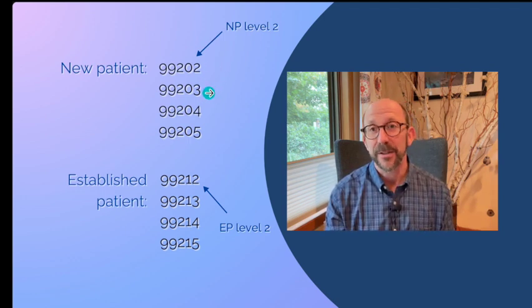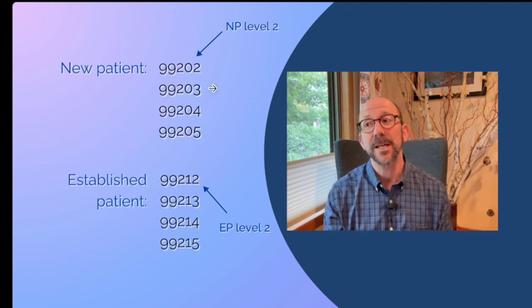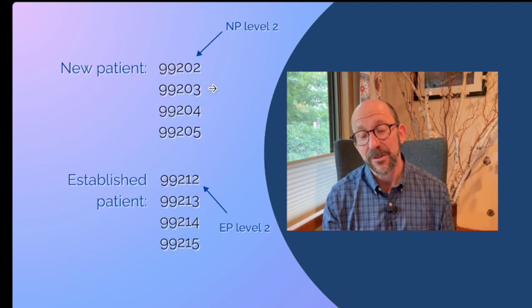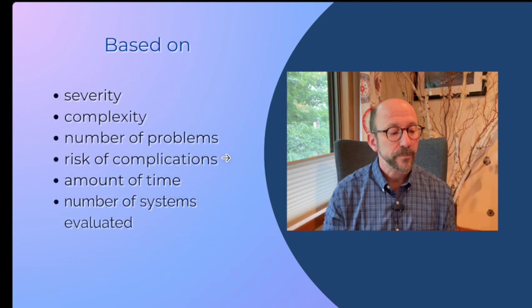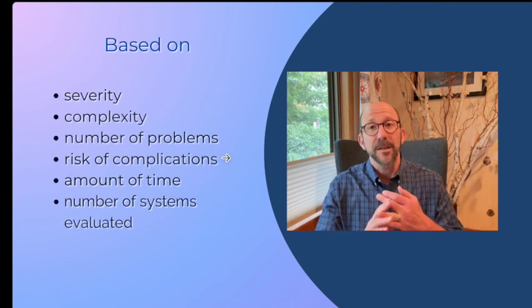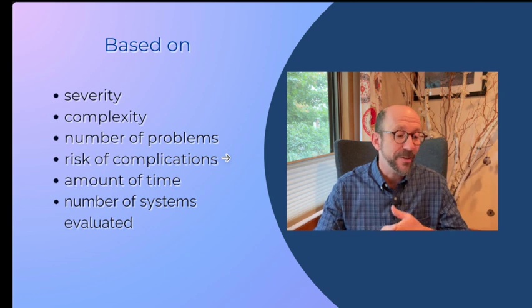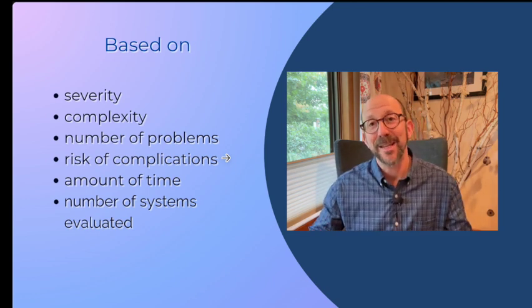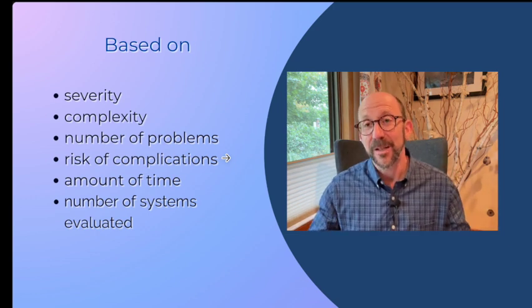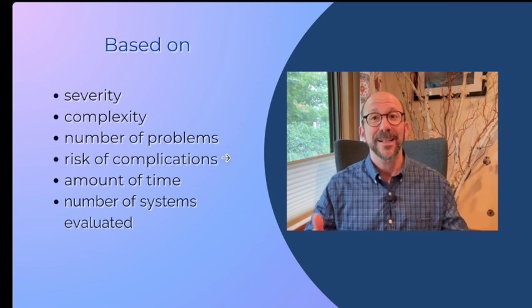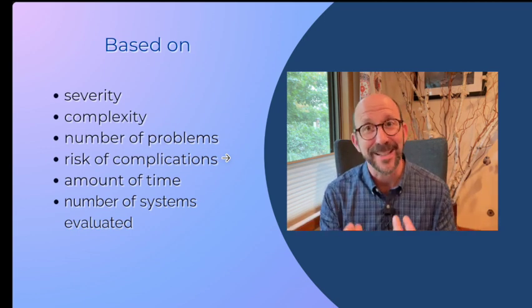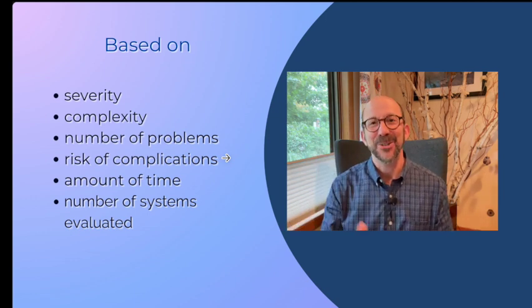If it's a little more complex, maybe they have some underlying issues, some underlying DJD, or an autoimmune condition that we have to consider in our decision making and that we have to investigate in our history and exam, that would bump us up to a 203 or a 204. So again, it's based on severity, complexity, the number of problems, the risk of complications, also the amount of time that you spend. There's this thing in E&M coding called the time override, where even if it's fairly simple and straightforward, if for whatever reason it takes you 45 minutes to get all this information out of the patient, that codes you up a little bit.